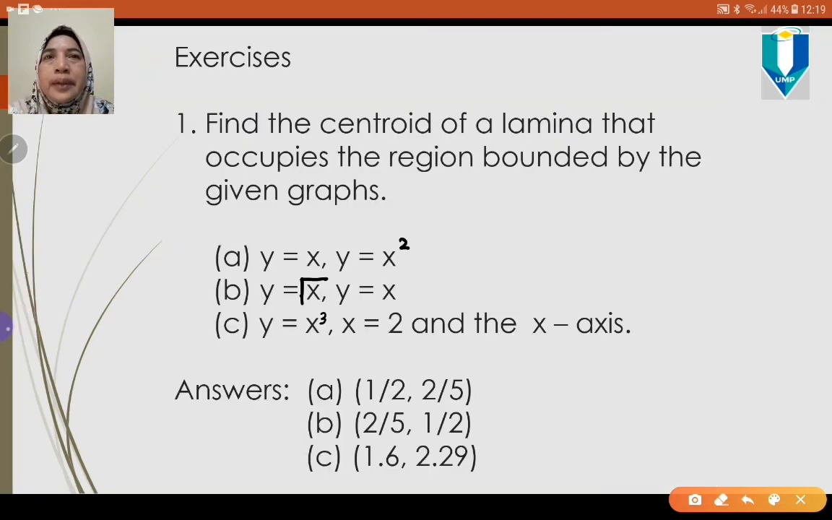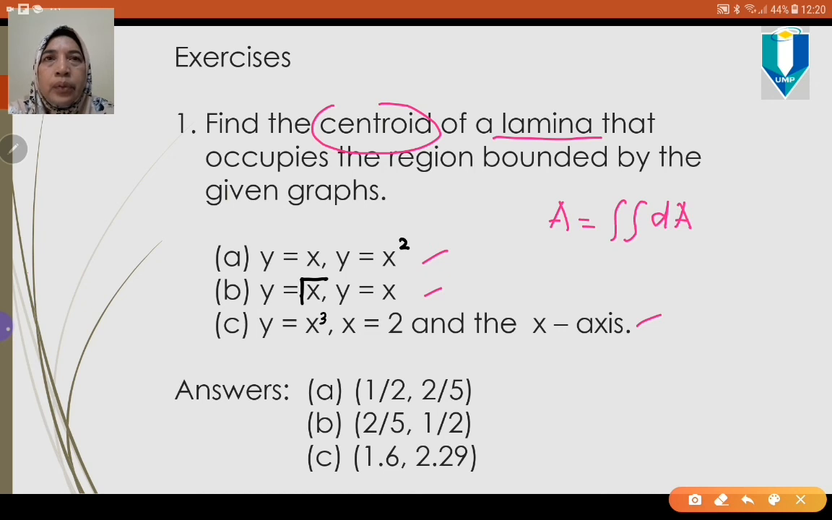These are the exercises that you need to do so that you understand more of how to find the centroid of a lamina. First of all, you need to sketch those graphs here, and then you need to find the area using double integration. Remember, area is just the double integral of dA.